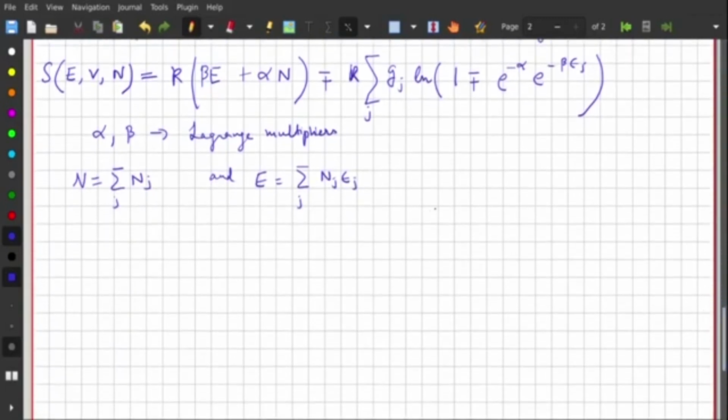The question is to find out the Lagrange multipliers.